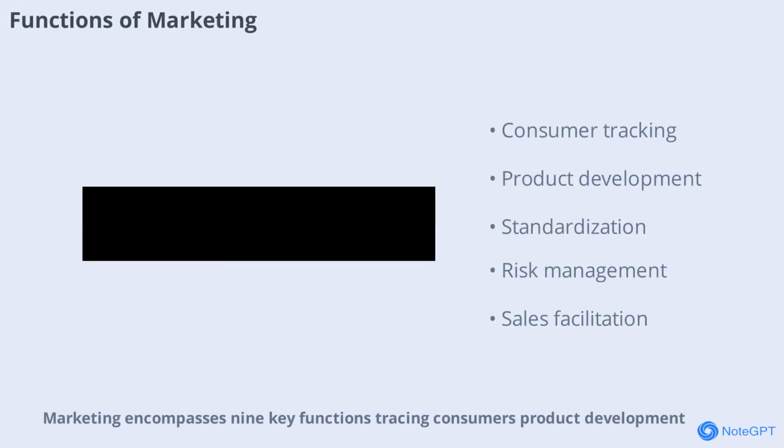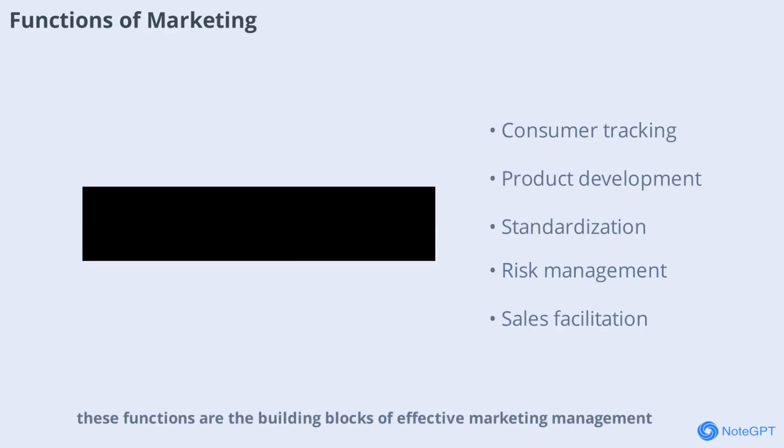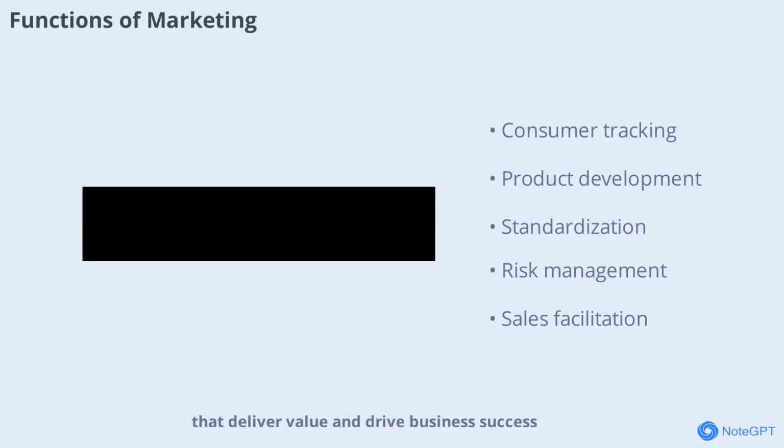Marketing encompasses 9 key functions: tracing consumers, product development, standardization, rearrangement, storing, transport, financing, running the risk, and sales. Each function plays a vital role in ensuring products reach the right people at the right time in the right condition. From tracking consumer needs to managing risks and facilitating sales, these functions are the building blocks of effective marketing management. Understanding them helps marketers create strategies that deliver value and drive business success.